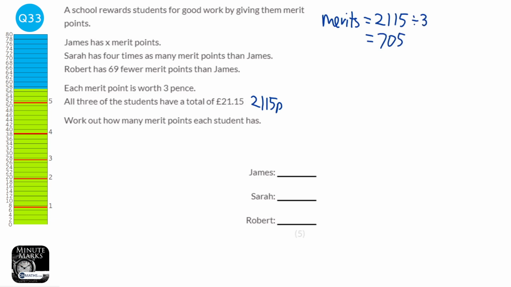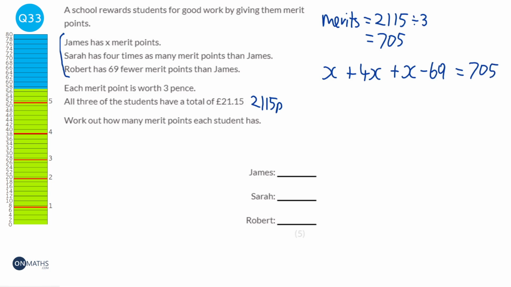Next, have a look at this part of the question, where it says James has x merit points. Sarah has 4 times as many points as James, so she's going to have 4x. Robert has 69 fewer merit points than James, so he's going to have x minus 69. And we know that that equals 705 because we've just worked that out. And this feels like a solving coming on. So we've got x plus 4x plus x, which is 6x.